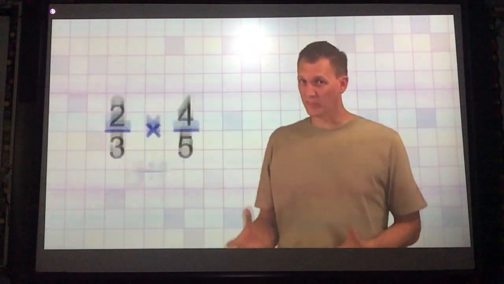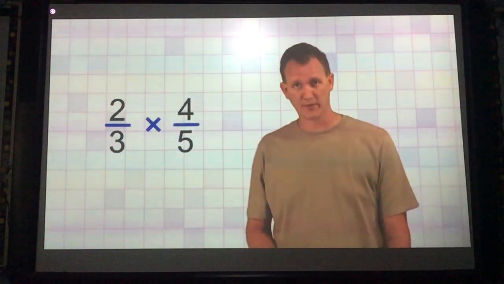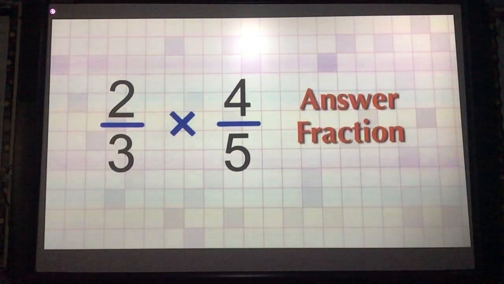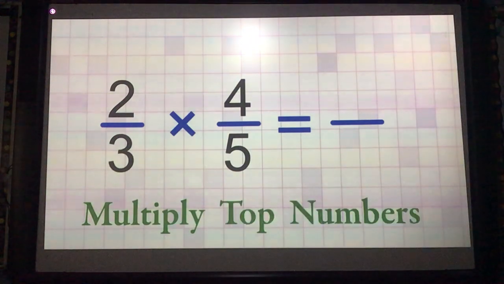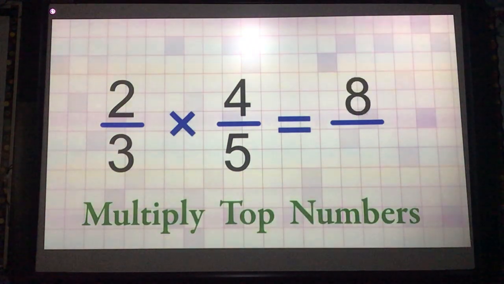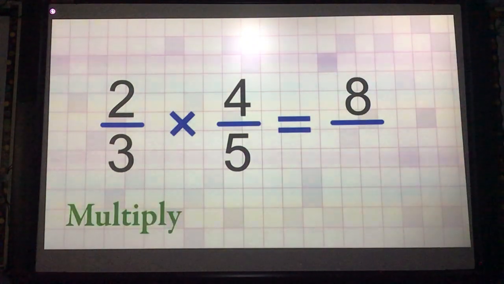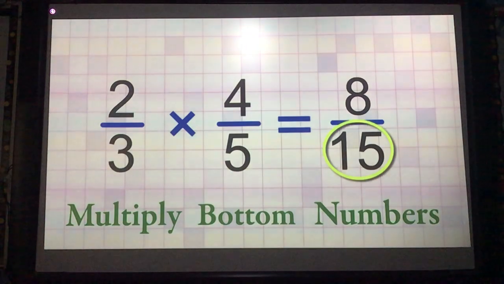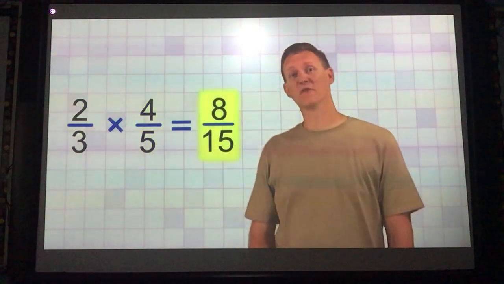Now we could rewrite the problem like we just saw, but that's not necessary as long as we remember the procedure. First, we know our answer is going to be a fraction, so let's go ahead and write a new fraction line for it. Next, we multiply the top numbers. 2 times 4 equals 8, so 8 is the top number of our answer. And last, we multiply the bottom numbers. 3 times 5 equals 15, so 15 is the bottom number of our answer. There we have it. 2 over 3 times 4 over 5 equals 8 over 15.